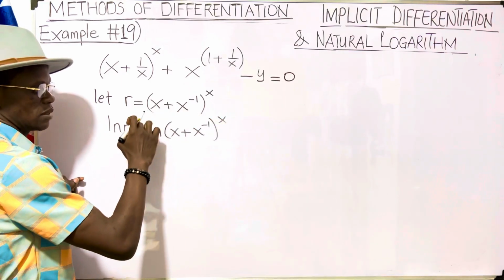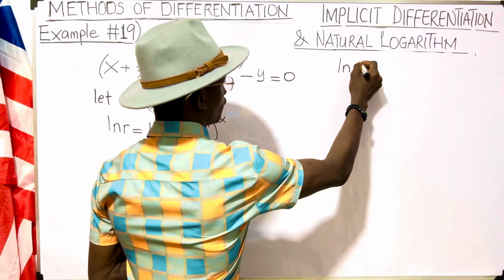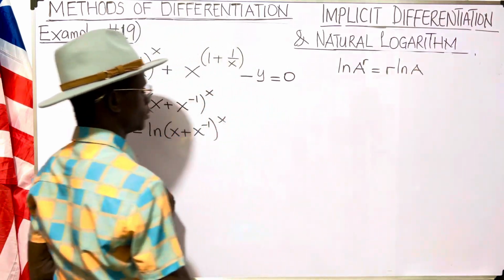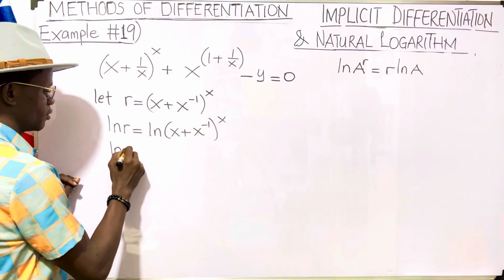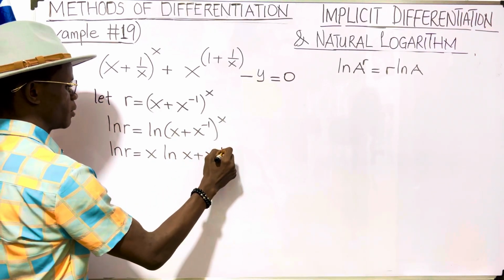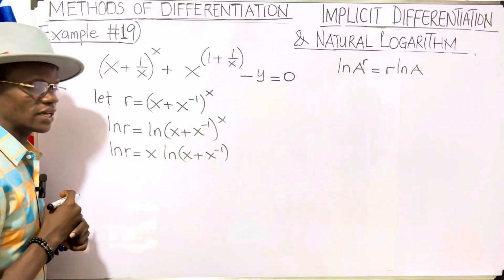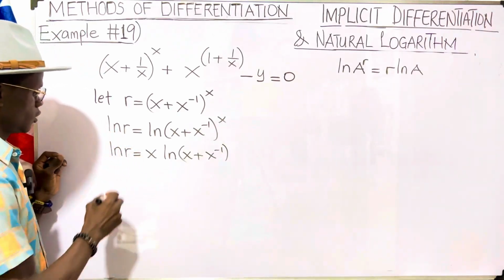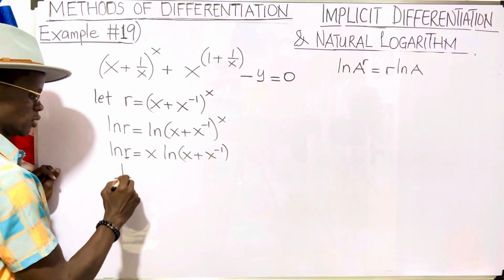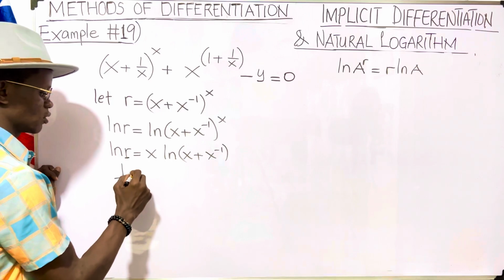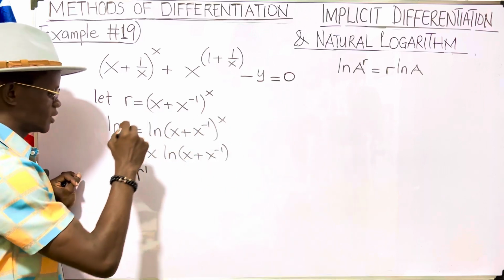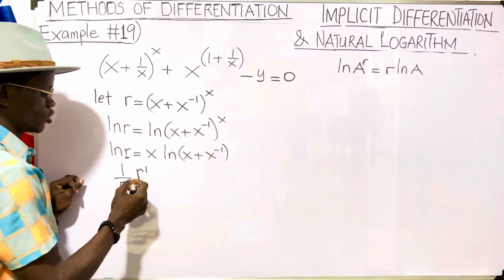So this x comes down because we know that the ln of a raised to r is equal to r times the ln of a. So we have the ln of r now equal to x times the ln of (x + x^(-1)). So the next target is to find a derivative. To differentiate natural logarithm, the rule there is 1 over the function r times the derivative of that function. The derivative of r is 1, but since r is the name of this function, we attach r prime.